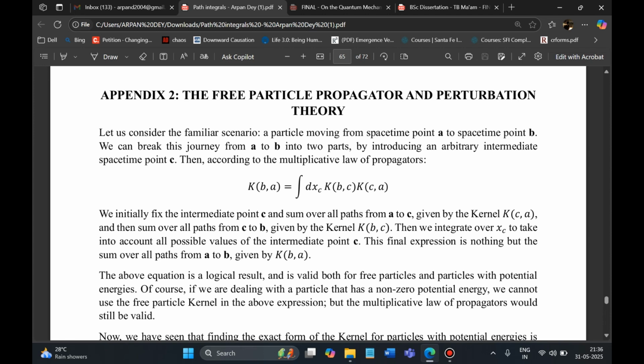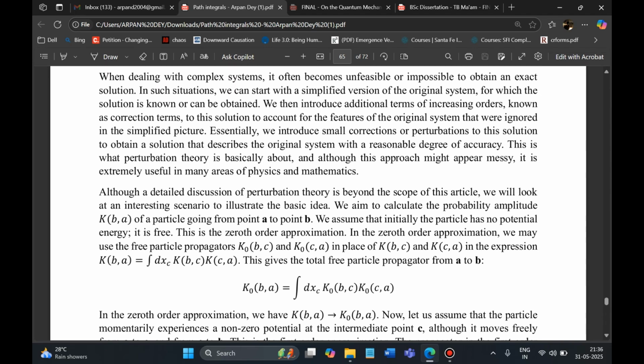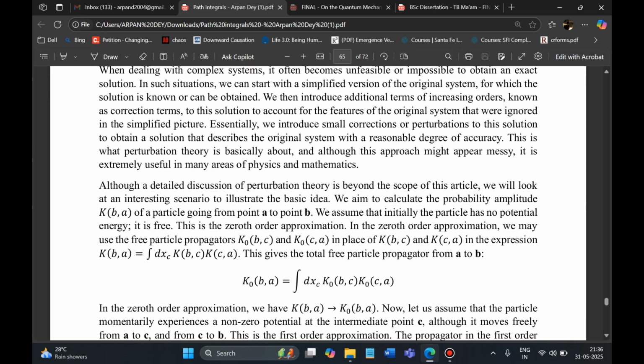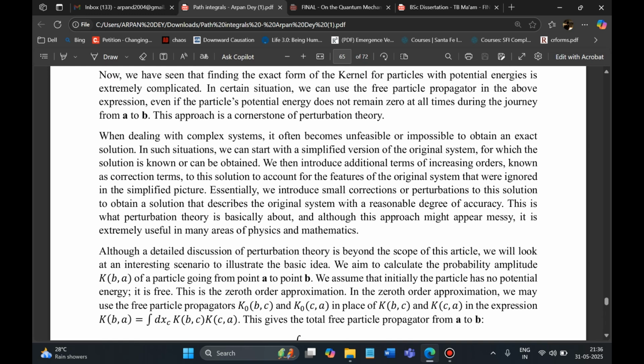In this expression, we can use the free particle kernels in place of these kernels K_BC, K_C. Even though we are dealing with a particle whose potential is not zero, at least not zero through the entire length of the journey. Let me tell you what I actually mean by this. This is a very basic idea of perturbation theory also, which is very important in modern physics. But again, I'll not be going deep into perturbation theory in this video, of course.